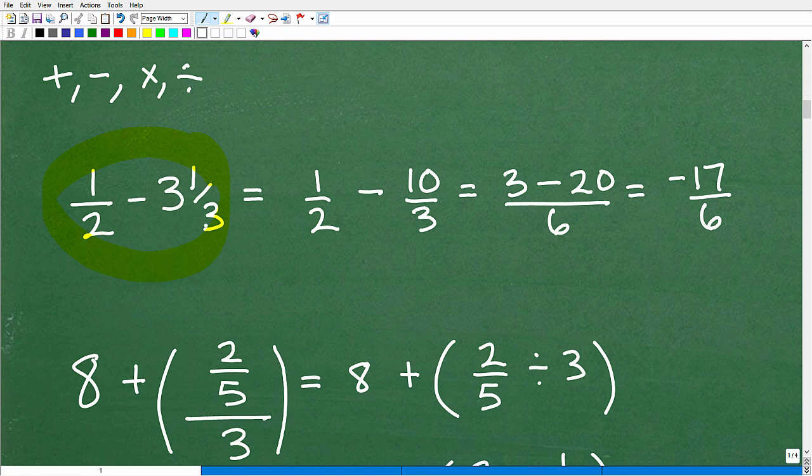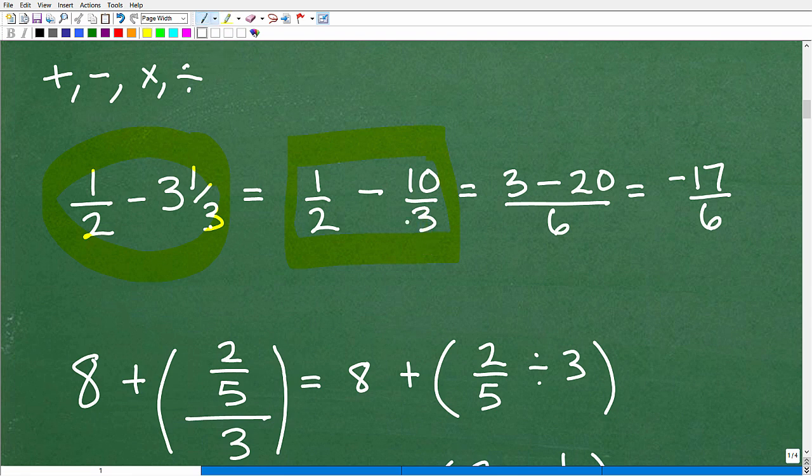So 3 1/3 is the same thing as what? This is a mixed number. So we're going to go 3 times 3 is 9, plus 1 is 10. So this problem, you want to write that 3 1/3 as an improper fraction. So that's what this is equal to, 1/2 minus 10/3.